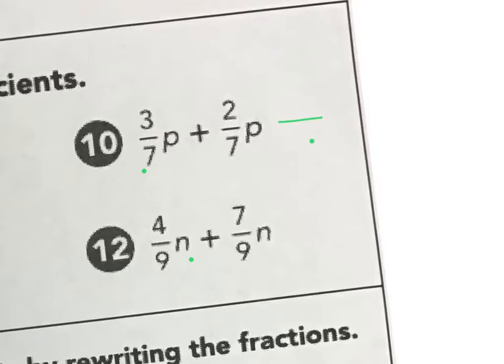It's going to be 7 on the bottom. That's going to be 7 plus 2, or 3 plus 2 is 5p.